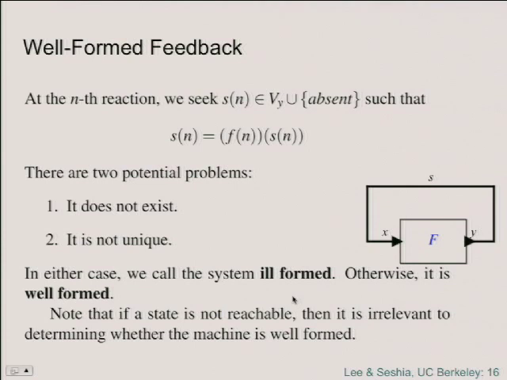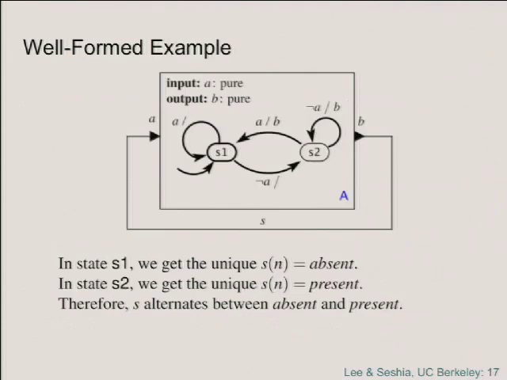So here's an example of a well-formed feedback system. The initial state is S1. If the input is present, the output will be absent. Well, that's interesting, because can this transition ever be taken? It can't, right? What's the meaning of a wire?